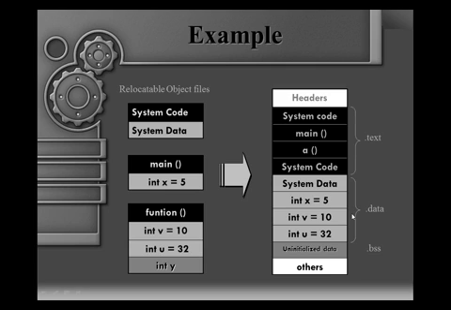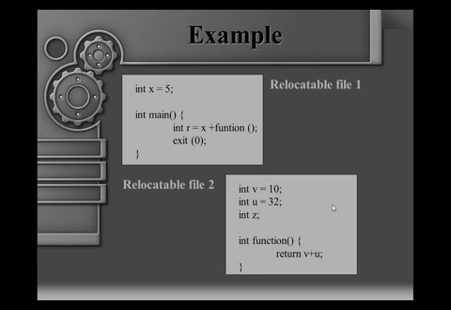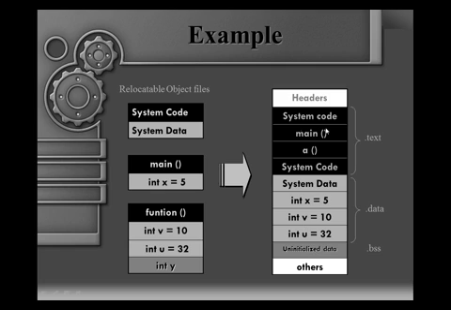This is the diagrammatical representation, and this is stored in the .text. This is your first part, main, a system code. Then system data, that is x=5, v=10, u=32, and uninitialized data that is stored in the .data, and then there is another part.